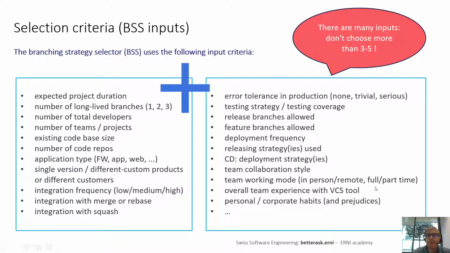And there are also some subjective selection criteria, like whether you work in person or remote. These are not explicit questions, but then it's up to you. When you have several choices, maybe this one will work because we are working remotely and we don't want to make things too complicated. Or also your personal or corporate habits and prejudices.